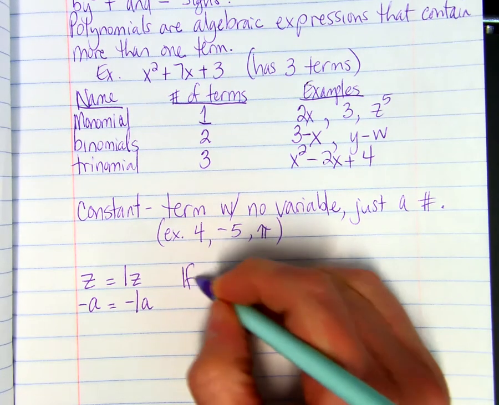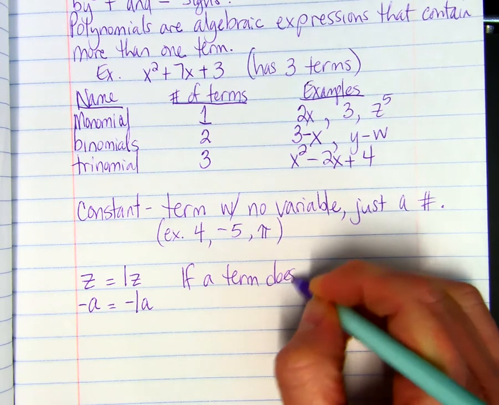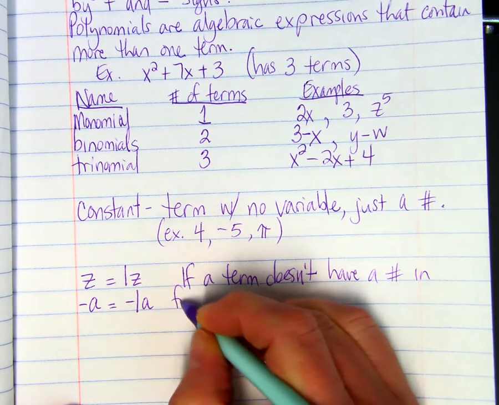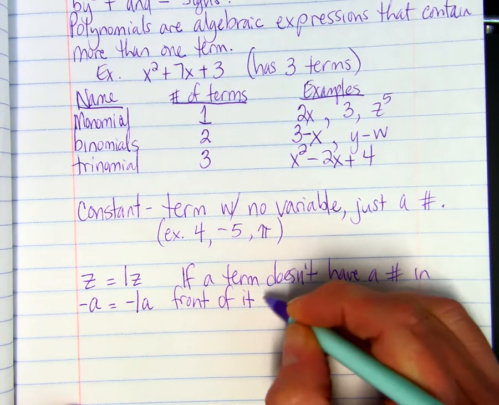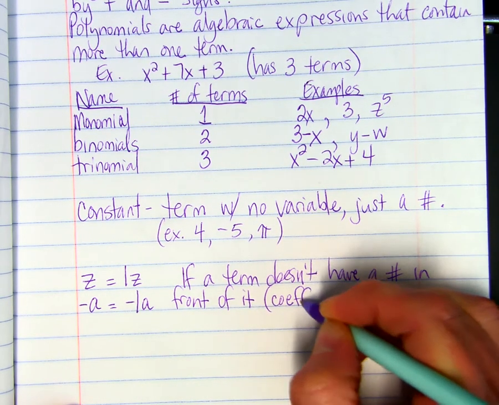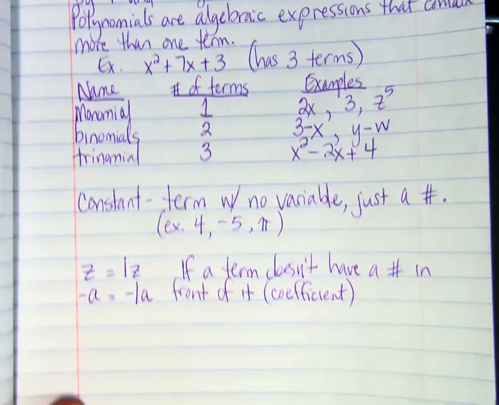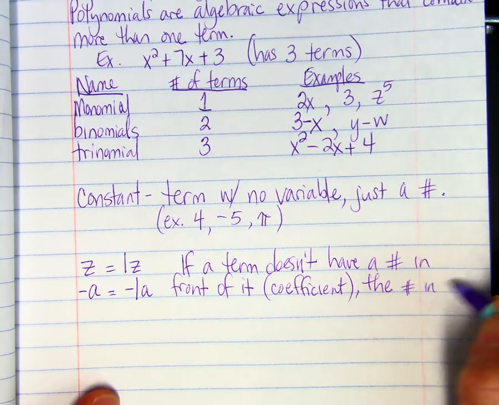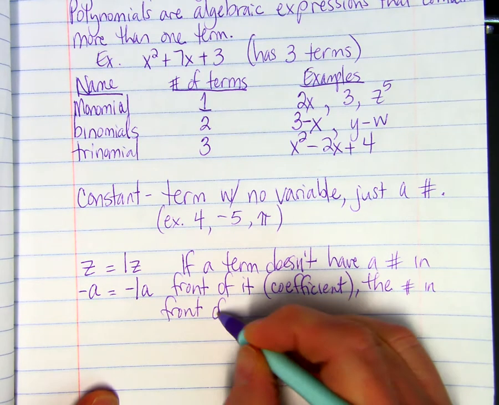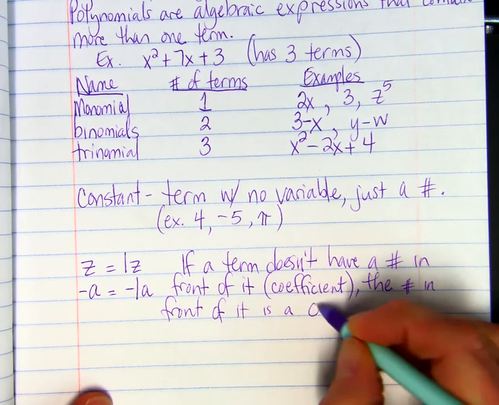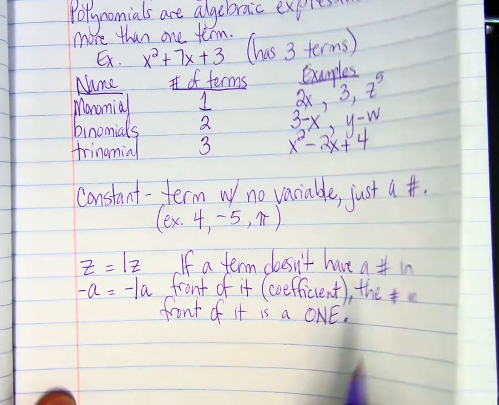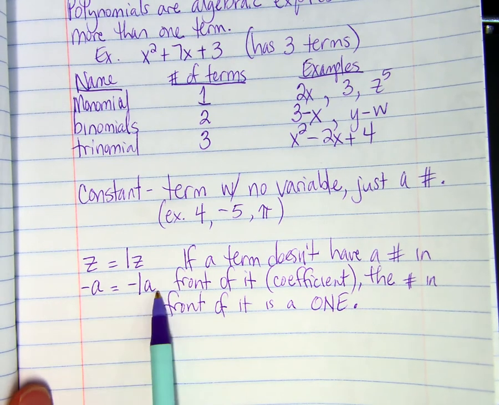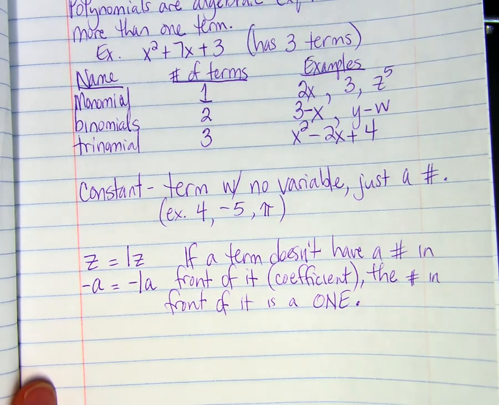So we're going to write that down. If a term doesn't have a number in front of it, in parentheses, you'll put coefficient, because that's what we call the number in front of a variable. The number in front of it is a 1. So if it's a plus z, then we have 1z. If it's a minus a, we have basically negative 1a.